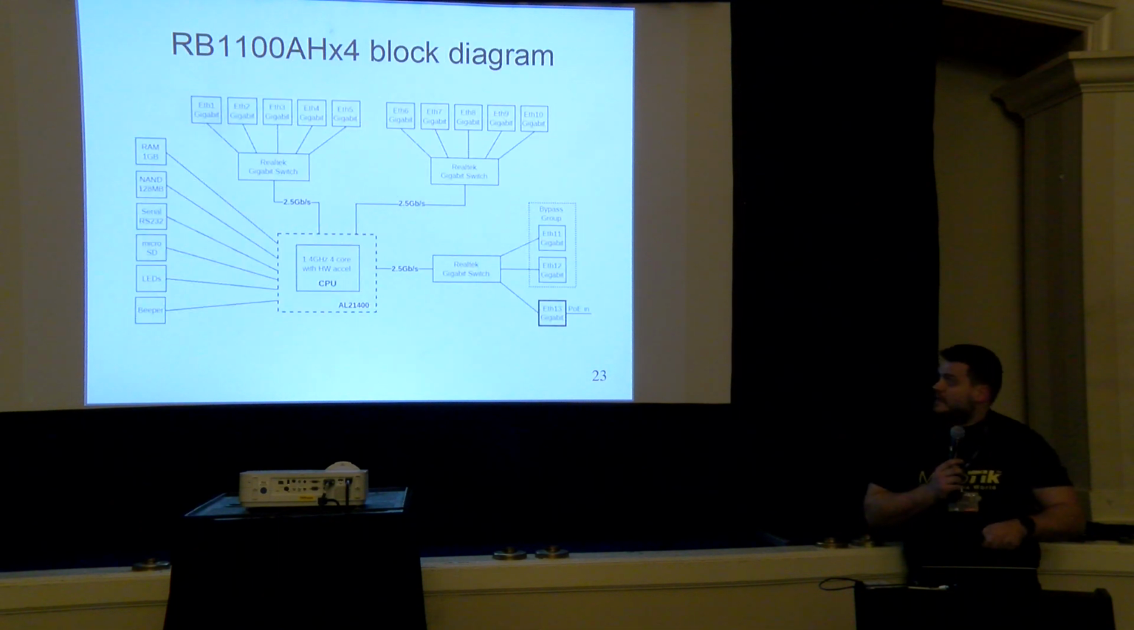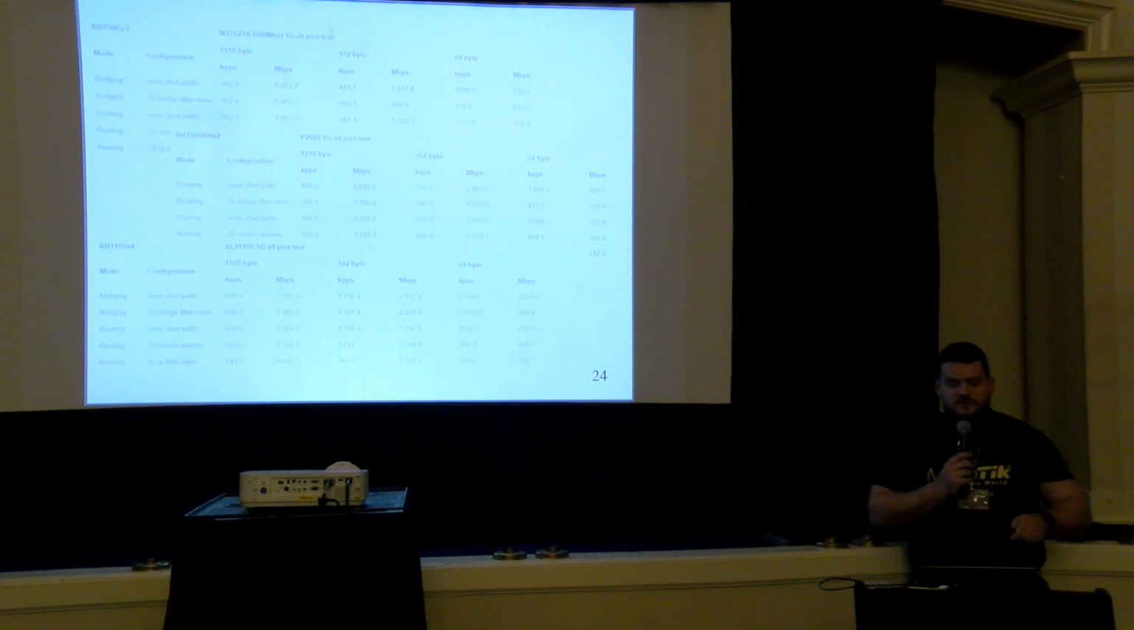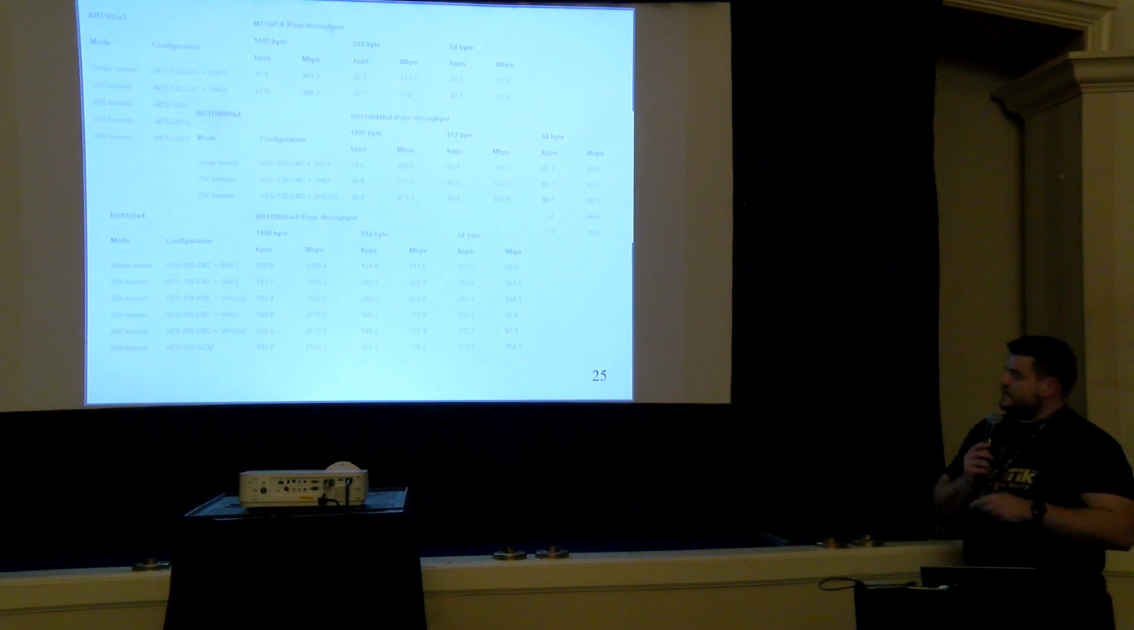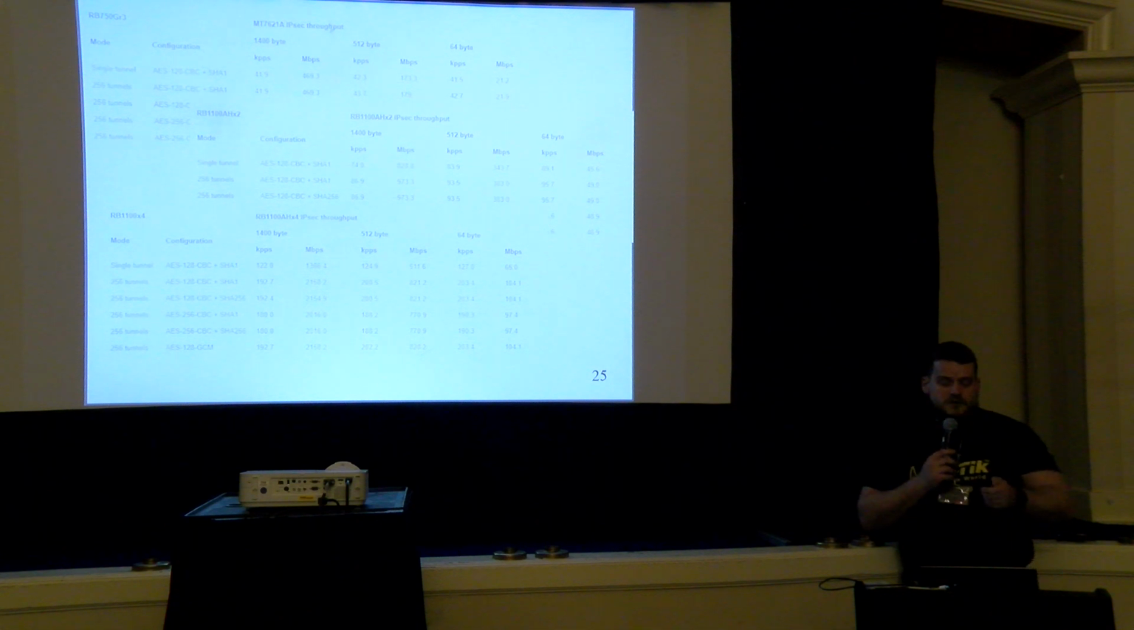But if we go to the performance, you will also see that the X4 is much more powerful than the X2 and then the 750. And if we go to the hardware encryption, we already saw that the 1100 X2 was 2 to 3 times faster than the 750. This is 2 to 3 times faster than the X2. So the X4 is faster and has better hardware encryption acceleration than the others.